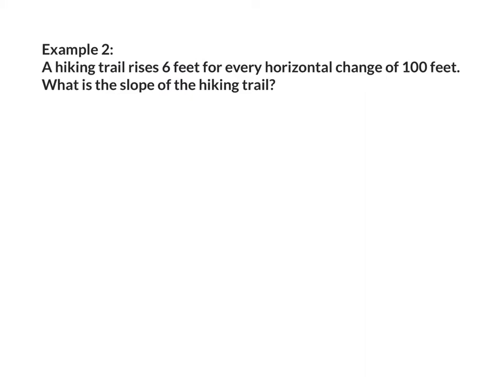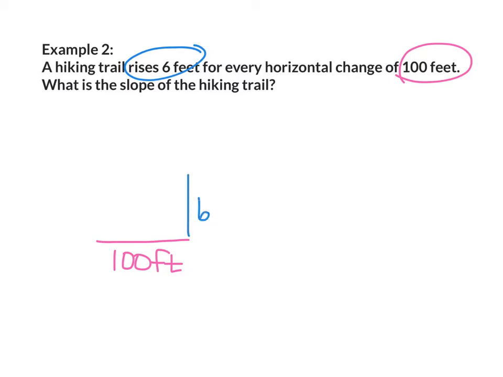Example number 2. A hiking trail rises 6 feet for every horizontal change of 100 feet. What is the slope of the hiking trail? So I know that it's rising 6 feet and the horizontal change is 100 feet. Whenever we have word problems, it's always best to draw pictures because it makes it easier to solve. So I know that horizontal means moving from left to right. So that means that's 100 feet. And then it's rising 6 feet.